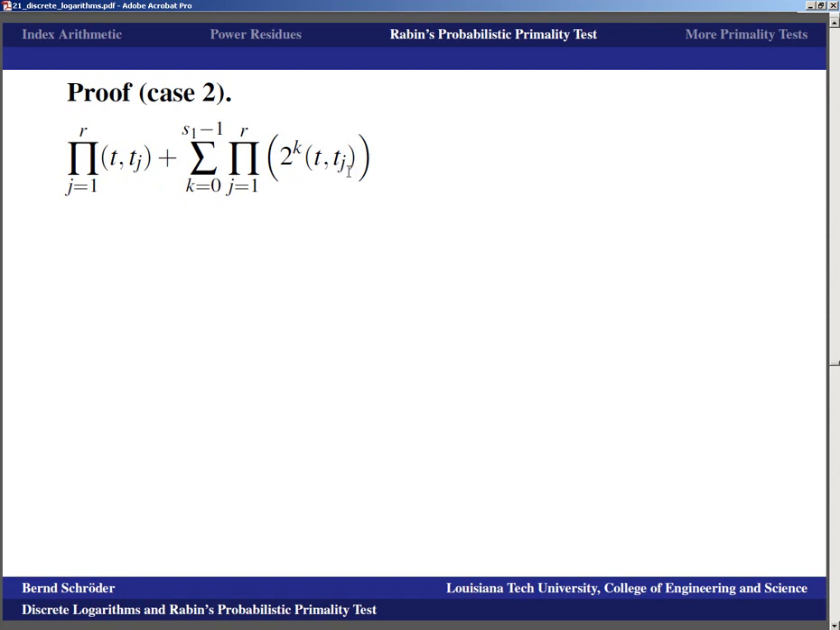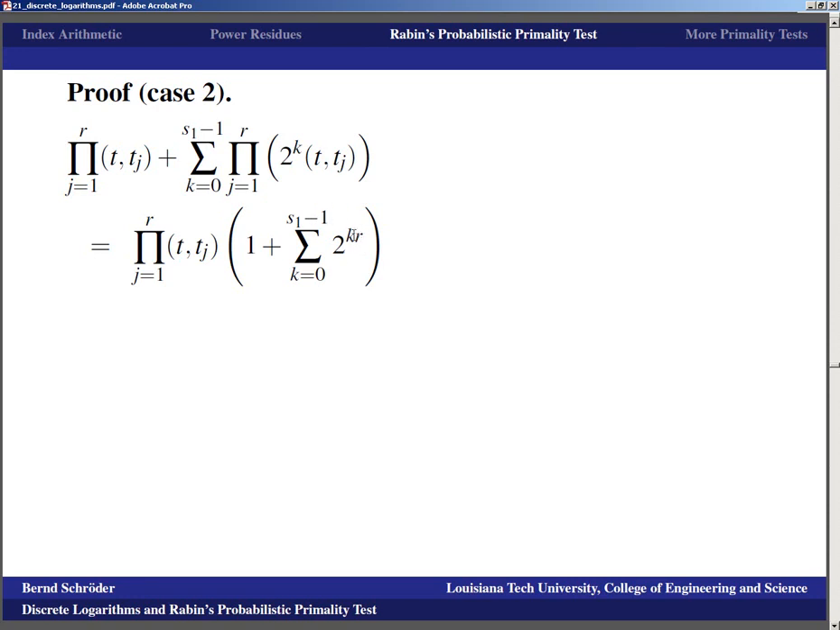First thing we notice is that the product of the tj's doesn't depend on k, so we can pull that out. So this is actually the product j equals 1 to r, greatest common divisor of t and tj, times 1 from here, plus the sum k equals 0 to s1 minus 1, 2 to the k, times r, because basically we keep having factors 2 to the k. We've got r of those things. It's the product of the 2 to the k's times the product of the tj's, and I'm only pulling the product of the tj's out. So the product of the 2 to the k's from 1 to r is 2 to the k to the r, which is 2 to the kr.